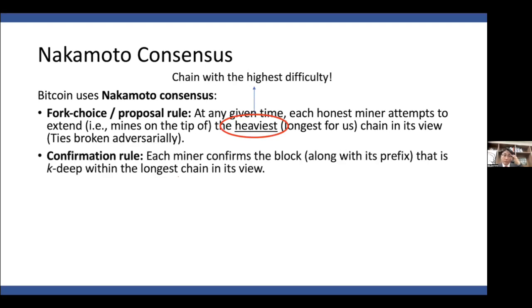And the confirmation rule here is that each miner confirms the block that is k deep within the longest chain in its view. Let me see if I have a figure on that. I think I don't. I think I will have it later, but I will explain it later. But typically, in Bitcoin, you need to wait for 6 blocks, which translates to 1 hour, to confirm your transaction in the block. Why? Because if you calculate it, it becomes nearly impossible to revert your transaction after it is buried 6 blocks deep in the chain.